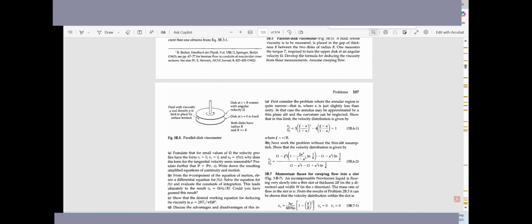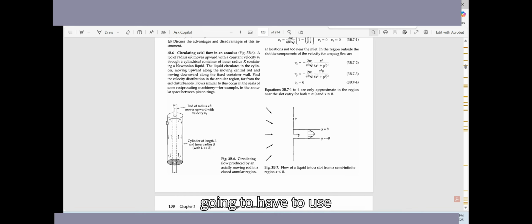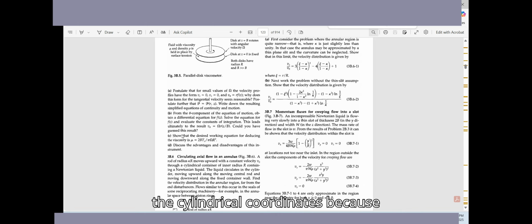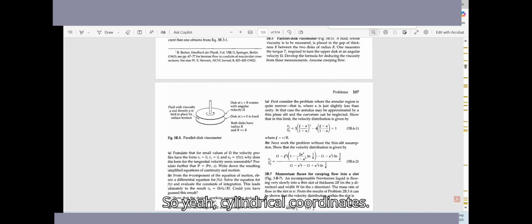Okay, so now we're in part B. Part B is just not doing an assumption with no curvature. So we're saying that there is curvature, and the system actually does look like this. So we're going to have to use cylindrical coordinates, because it's a cylinder, obviously. It's not a sphere. So yeah, cylindrical coordinates.